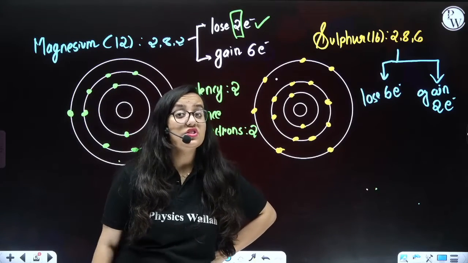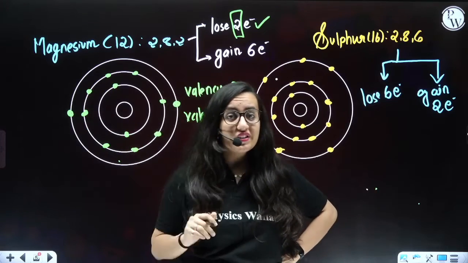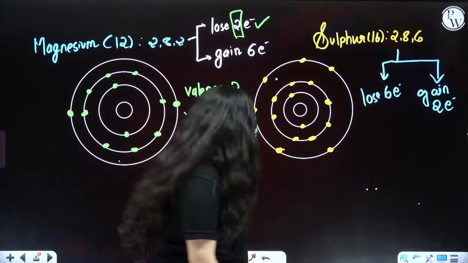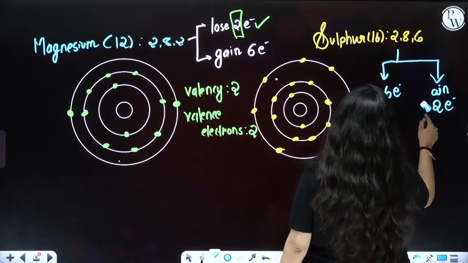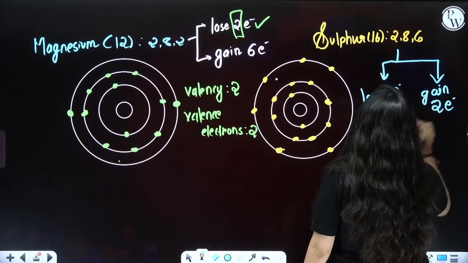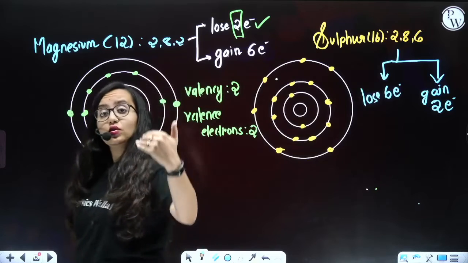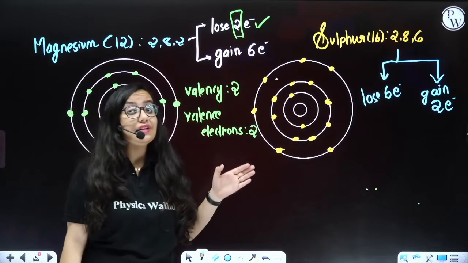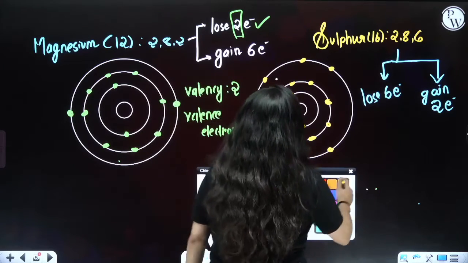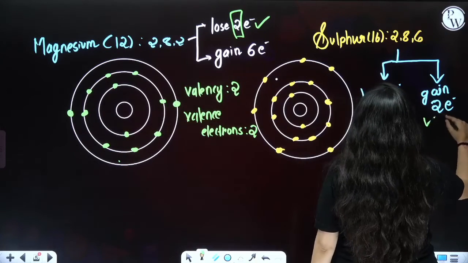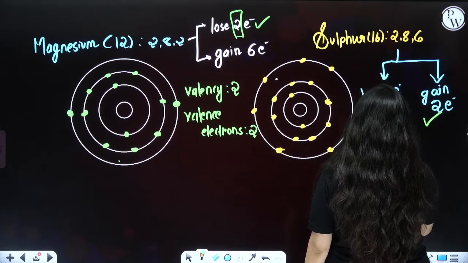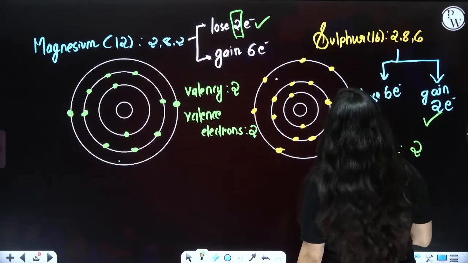So now tell me which one is an easier way? Which is easier? Of course, gaining 2 electrons is an easier way. Yes or no? Yes, ma'am. Gaining is an easier way because it just has to gain 2 electrons. But for losing, it has to lose 6 electrons, which is relatively tougher. So this is the way preferred by sulfur. Its valency is 2, because by gaining 2 electrons, its valency is 2.